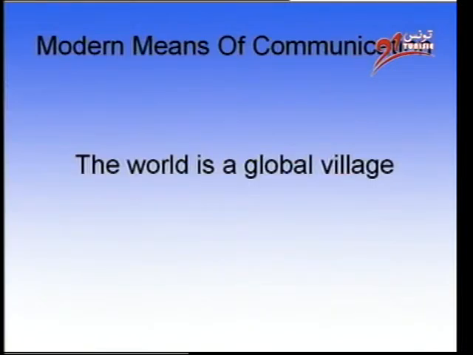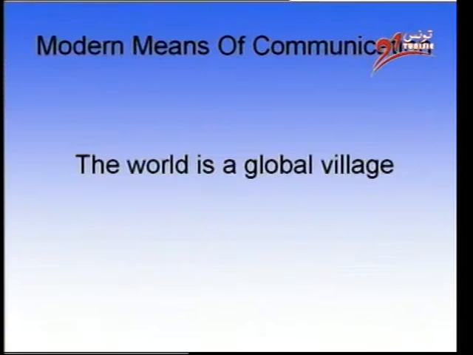Modern means of communication. Yes, modern means of communication shortened the distances. It made the world small. It shortened distances between people. A trip that used to take months before now takes several hours. So modern means of communication shortened distances.